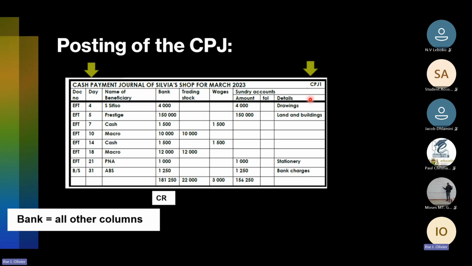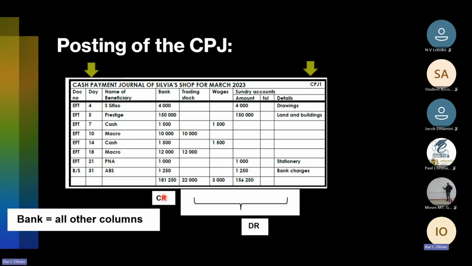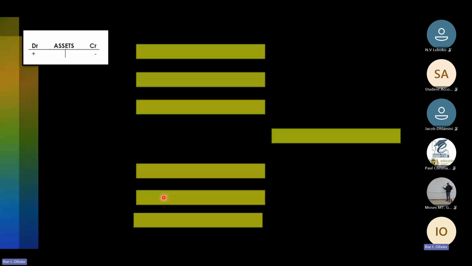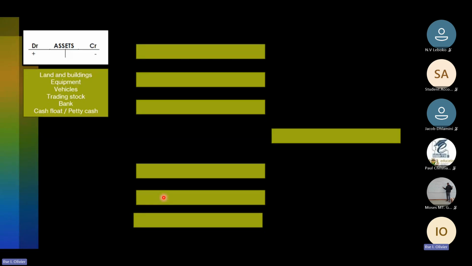So bank is our most important column. Bank is an asset that decreases, so it will be credited. So all your other accounts will then be debited. So let's see how that will look. Remember that assets increase on the debit side and decrease on the credit side. So what are our assets? It's land and buildings, vehicles, equipment, trading stock, petty cash, cash float. But what is our most important account here? It's bank. What do we know?